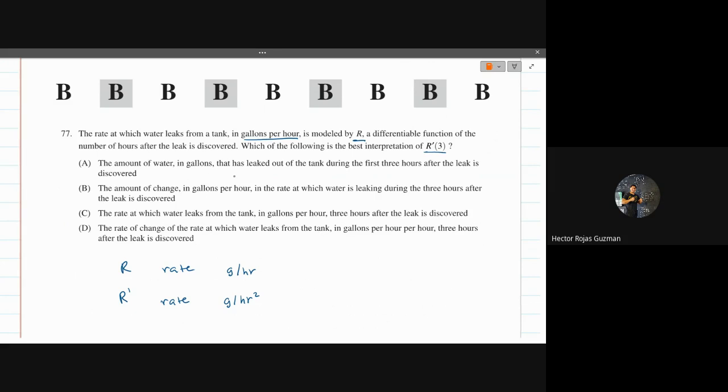So look for the units to help you eliminate some of the choices. The amount of water, okay, that already sounds wrong. We're not looking for a quantity, we're looking for a rate. Let's look at the units, gallons. That is not the answer. The amount of change in gallons per hour. No, that sounds like the first derivative, but even so, look at the units, gallons per hour. That is not the answer. The rate at which water leaks from a tank in gallons per hour.